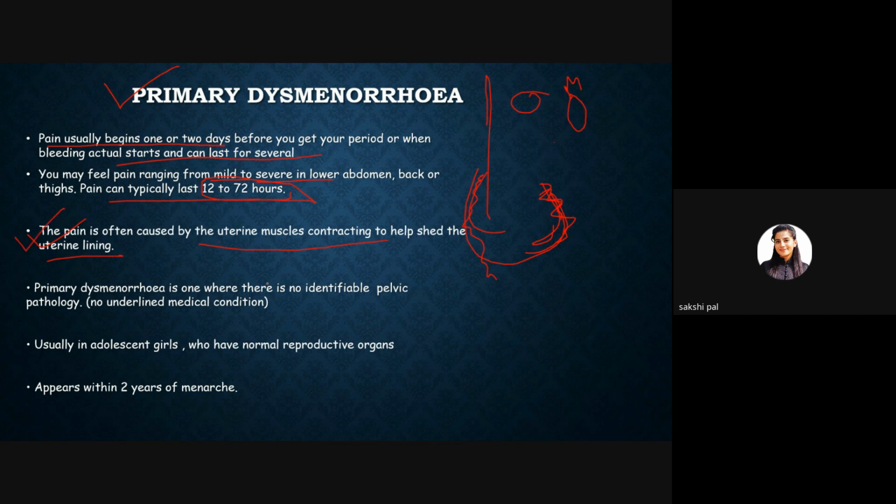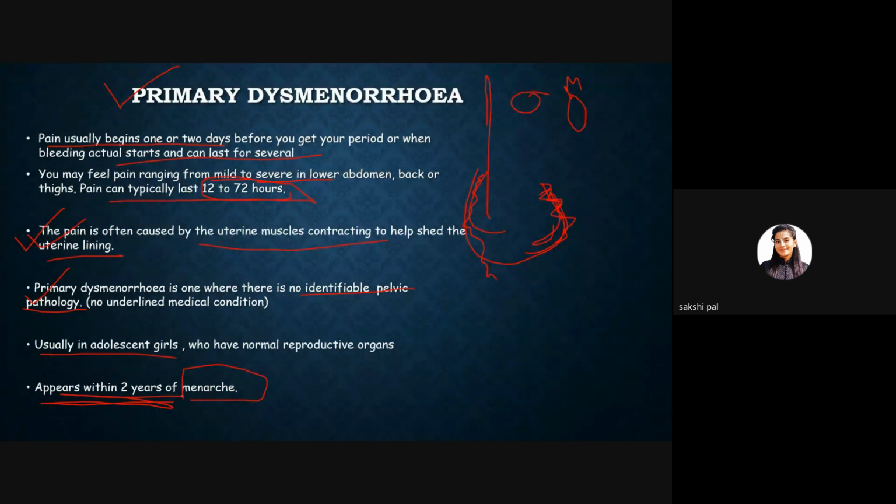Primary dysmenorrhea is one where there is no identifiable pelvic pathology, which means there is no medical condition behind this primary dysmenorrhea. Okay, no pelvic pathology means no underlying medical condition which is leading to this type of pain. Usually it happens in adolescent girls, the young girls, or the girls who have started with their menarche. What is menarche? Menarche is the first period, when it happens. Okay, so it appears within 2 years of the menarche.